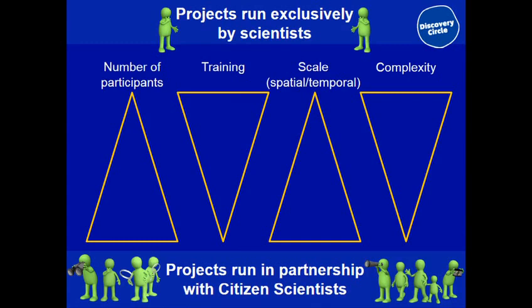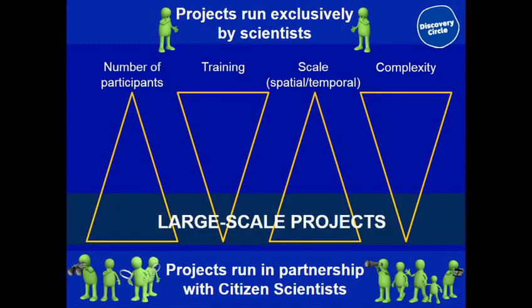Within citizen science, I think there are 2 important styles of projects to recognise, and the first one is large-scale projects, and these ones are where you're getting lots of people involved. They don't have much training, they sometimes cover a wide range, but they can't be very complex because of the training involved.